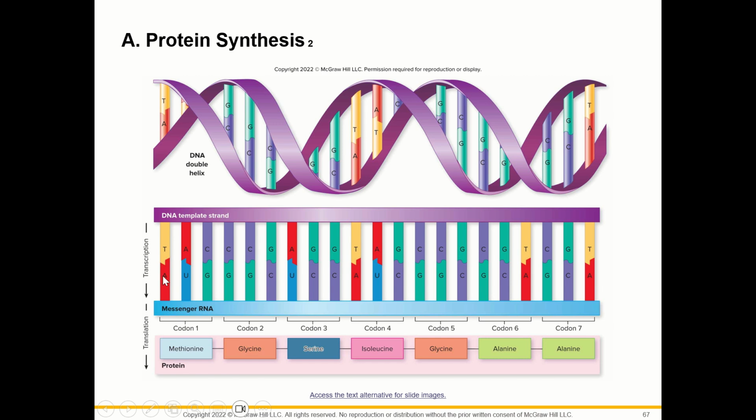If the messenger RNA says A, then the anticodon would say U. If the messenger RNA says U, the anticodon will say A. If the messenger RNA says G, the anticodon will say C. So that's going to be U, A, C. Ta-da!